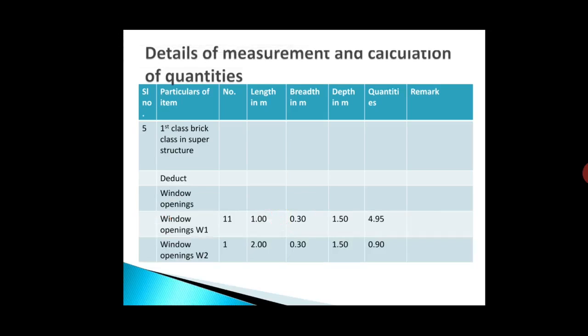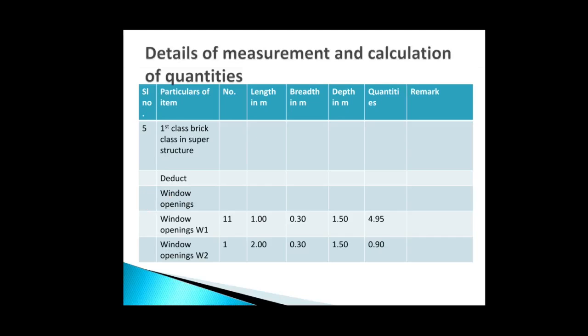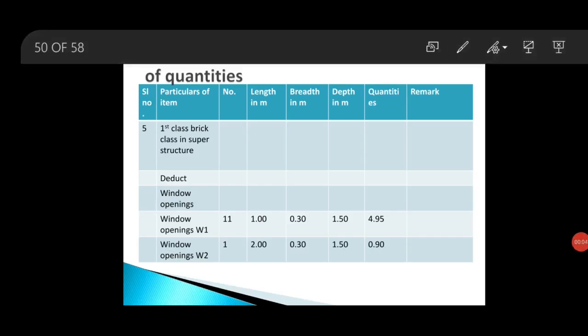Then we will go for the deduction of window openings. Next we will go for deduction of window opening. Similarly, there are 3 different types of windows, W1, W2 and W3. So let us move to the plan.